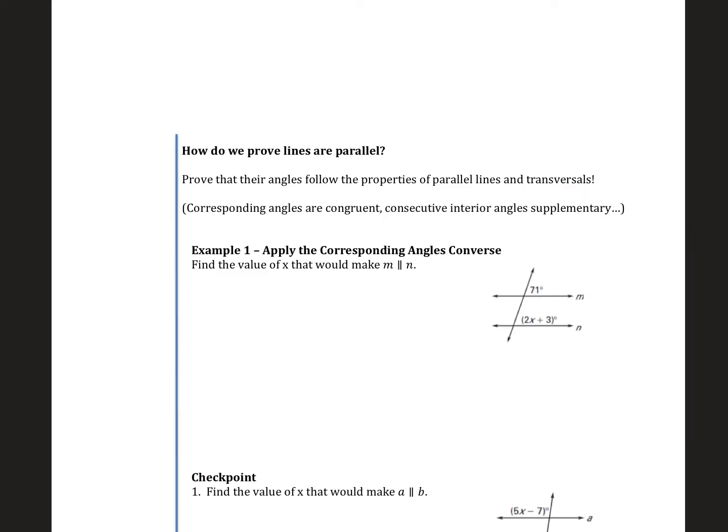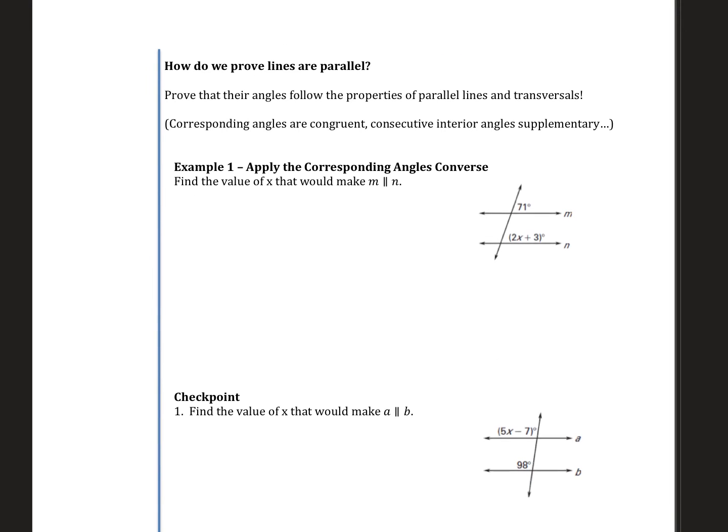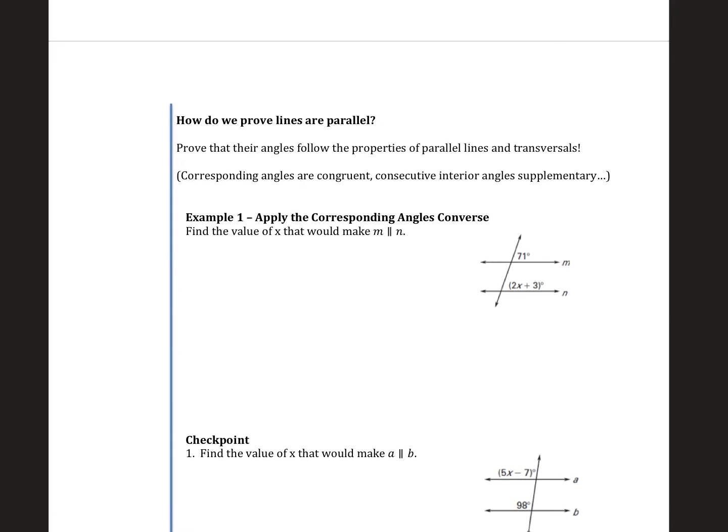Let's move along here. So how do we prove that lines are parallel? Well, we're going to prove that lines are parallel by showing that the angles follow the properties of parallel lines and transversals. So, for example, if you have corresponding angles, they should be congruent, and consecutive interior angles should be supplementary, that kind of stuff.